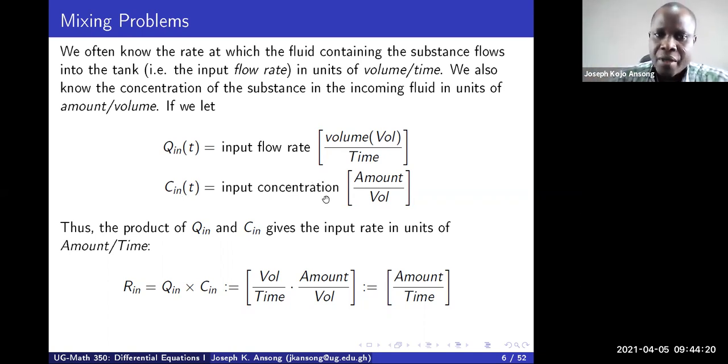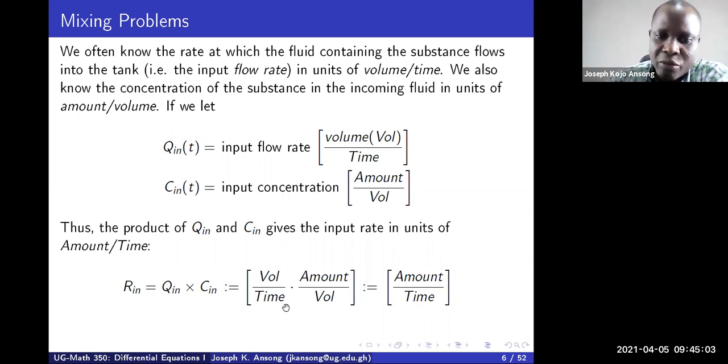And we know that, which means that if I want the input rate, remember the input rate has to be in amount per time. The dx/dt is amount over time. So you notice that if I multiply the input flow rate, which is volume over time, by the input concentration, that is amount over volume, the volumes cancel out and I'm going to get amount over time. So my input rate, which is R in here, will be inflow rate multiplied by the concentration of the flow that is coming in.